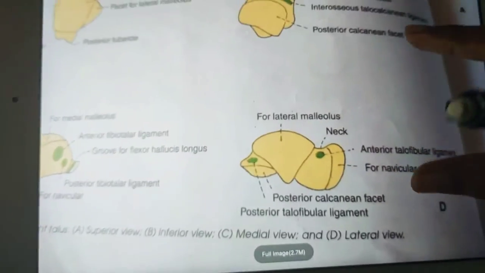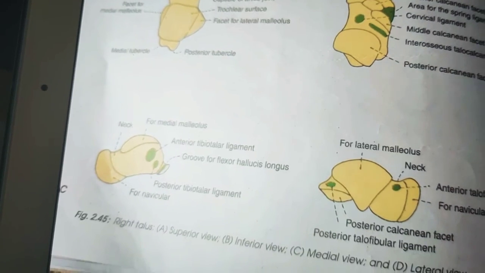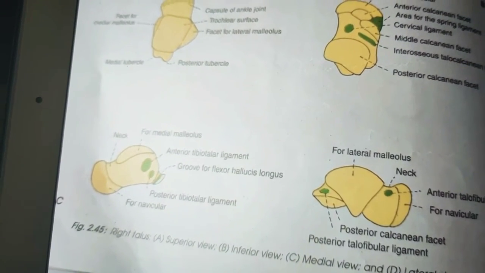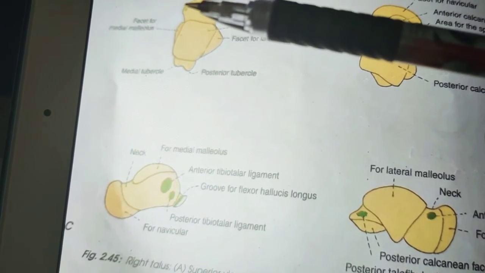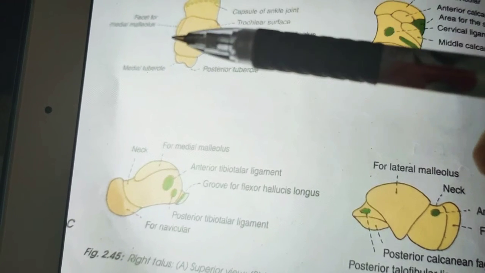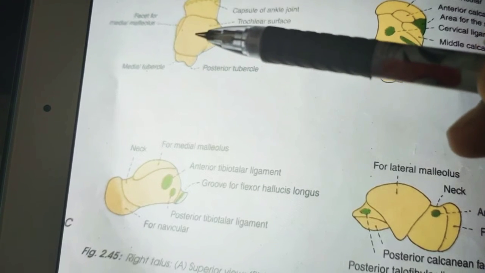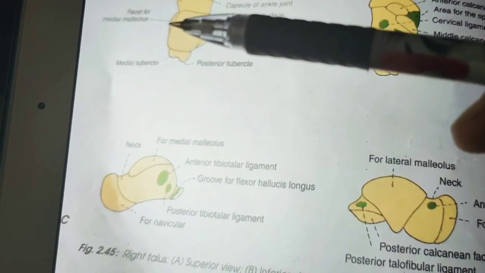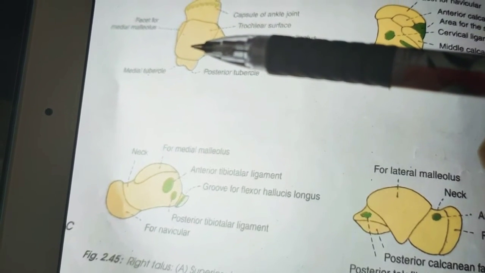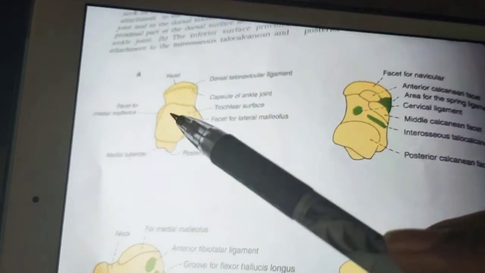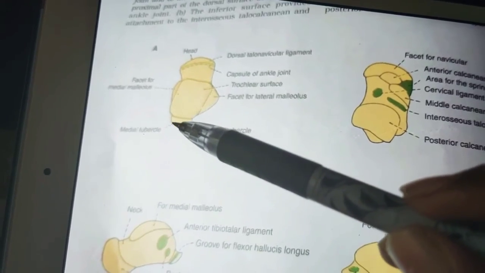Now we'll discuss in detail the body of the talus. If you see the body, it's cuboidal in shape and has mainly 5 surfaces. This is the superior surface, and it bears an articular surface which articulates with the lower end of the tibia to form the ankle joint. This surface is also called the trochlear surface because it's like a trochlea. It is convex from before backwards and concave from side to side, and it is wider anteriorly than posteriorly. Since this is the head, this is anterior and this is posterior, so it is wider anteriorly when compared with posteriorly.